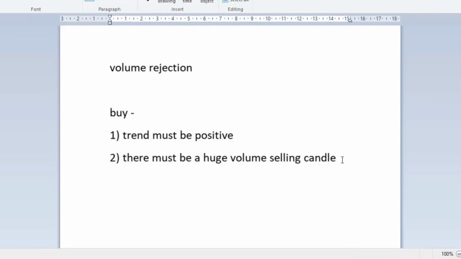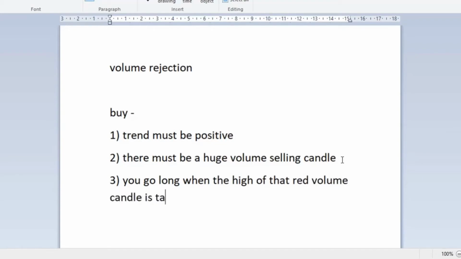Second thing is there must be a huge volume selling candle. And third, the entry point is you go long when the high of that red volume candle is taken out. So this is the condition for buy. It works for both sides. I will tell you the condition of sell as well. For the buying side, trend must be positive.